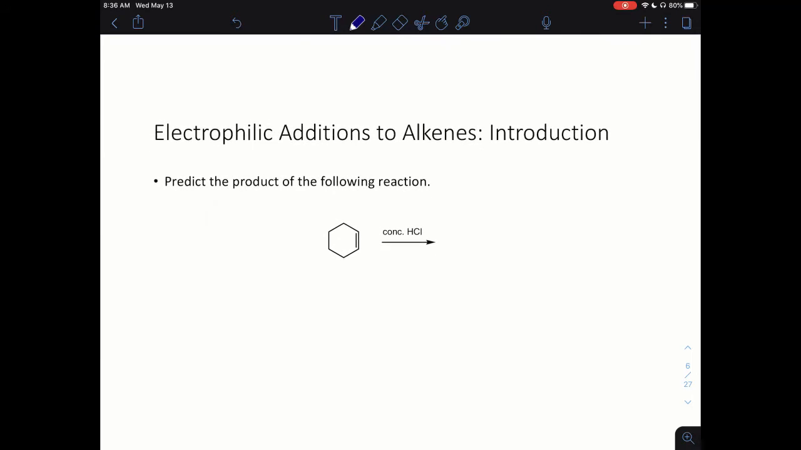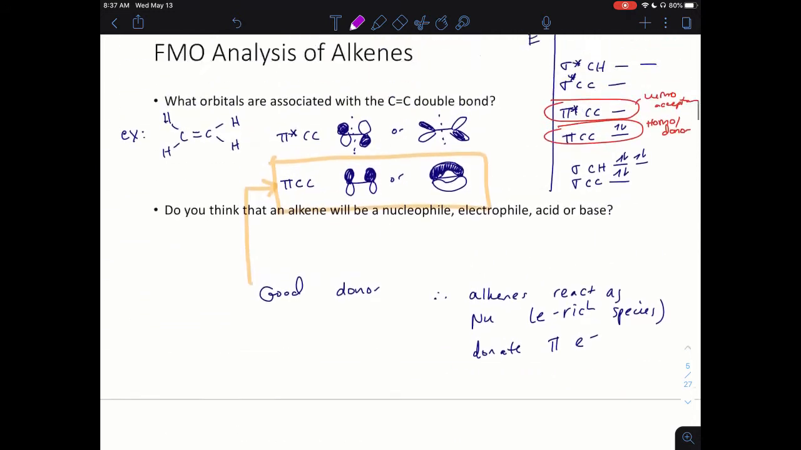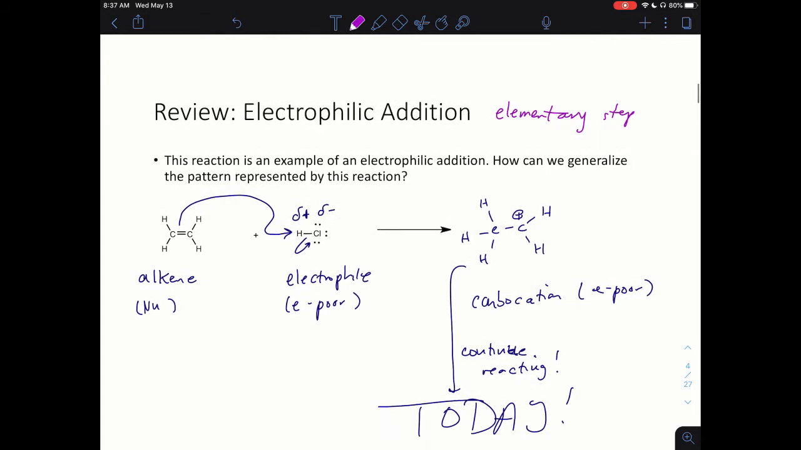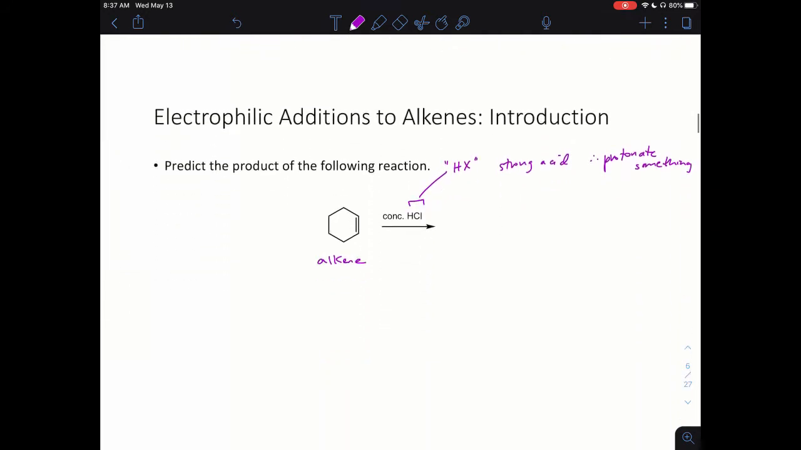So given that, let's predict the product of the following reaction. If you'd like, pause and do that. Well, we can see there's an alkene. We also have hydrochloric acid, call it HX. It's a strong acid. So the first step is to protonate something. Strong acid, protonate something. We may recognize that these are the same functional groups, the same reagents, essentially, that we examined for this electrophilic addition reaction to start the lecture. So you might just apply the pattern, and that's perfectly fine.